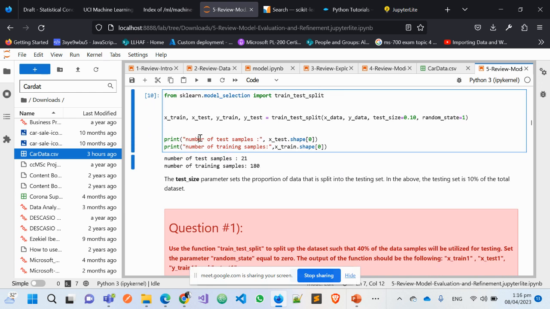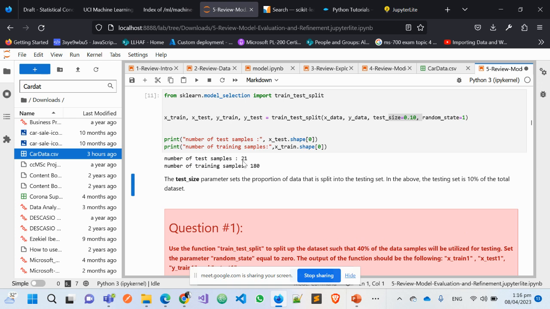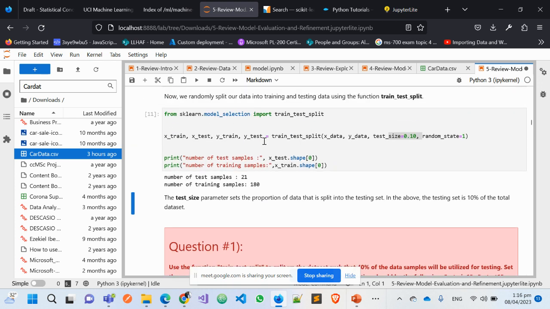Then we print the number of test samples and the number of training samples, given that the test size is 0.10. When we run the cell, we get the output: the number of test samples is 21, and the number of training samples is 180. When you add these two together, you get 201. Remember, our total number of entries is 201. So now we've split our data to help us in our training and testing.